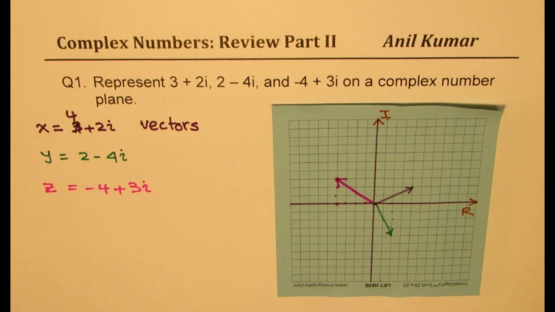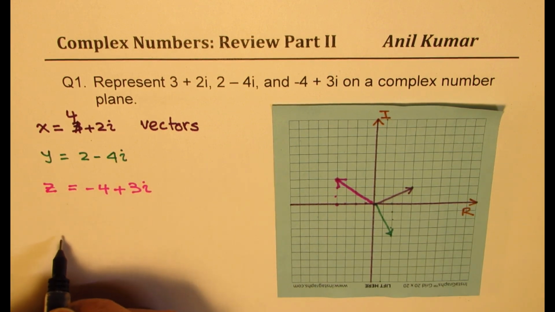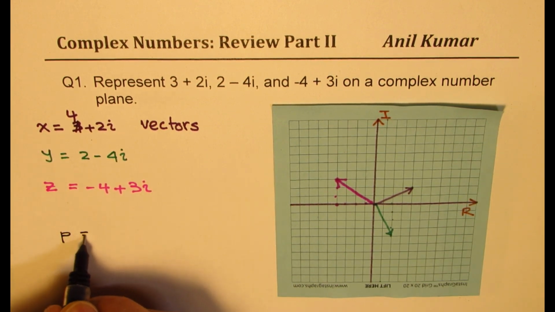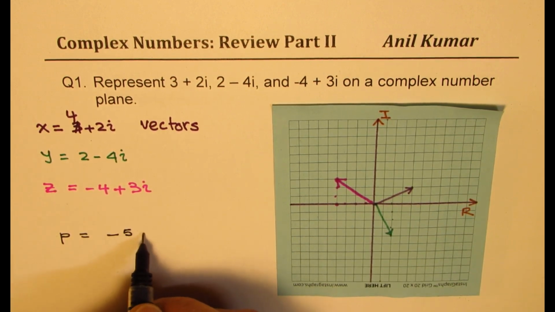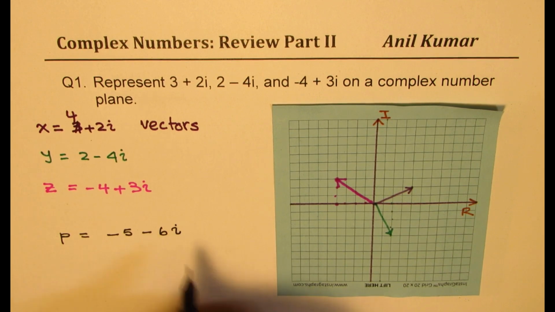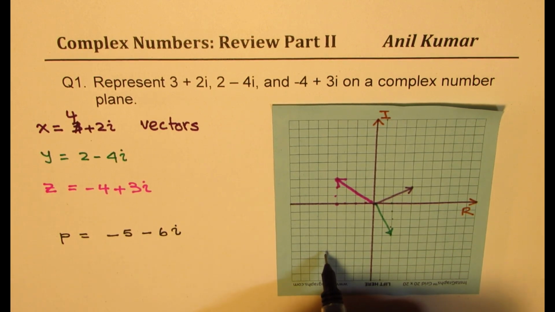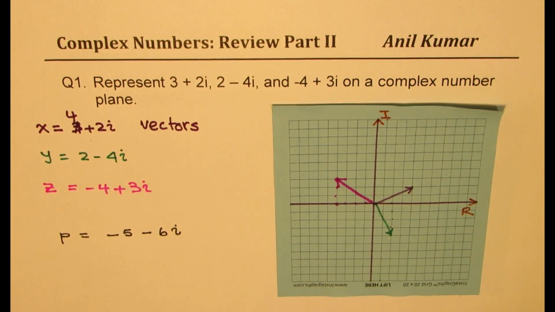So I hope that is clear. To practice, you can take up another example. Let's say you have a complex number p, which we can take as minus 5 minus 6i, right? So it'll be in quadrant 3, correct? Okay, so let's move on and take up question number 2.